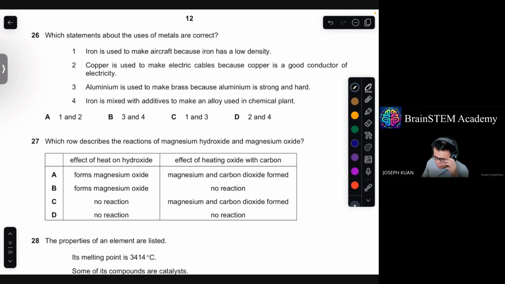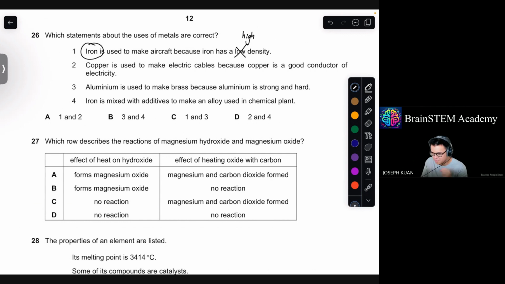Which statements about the uses of metals are correct? 1. Iron is used to make aircraft because iron has a low density. Transition metals are very heavy, of high density. So that's not possible for us to use iron to make aircraft, maybe some of the components, but not the entire aircraft. Because it has high density, it would have sunk if we were to use iron.